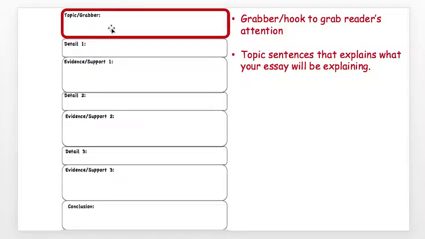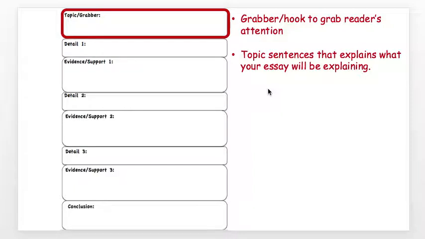So as we look at this graphic organizer that we can use to plan our informative essay, this first box right here, that is our grabber and our hook. We're still going to grab our reader's attention. We still need something that's going to make our reader want to read our essay. So that's going to go in that top box. The second thing is your topic sentence that explains what your essay will be about.